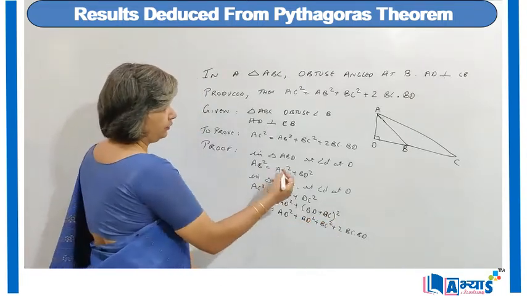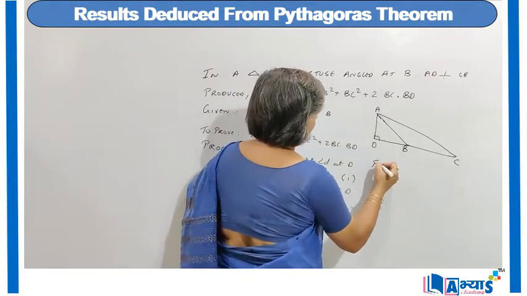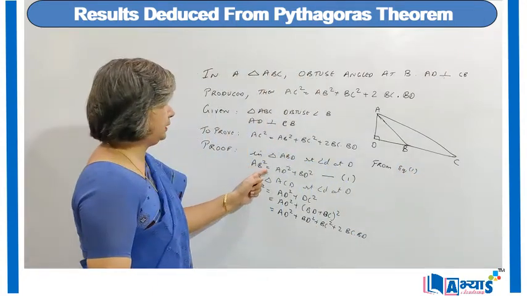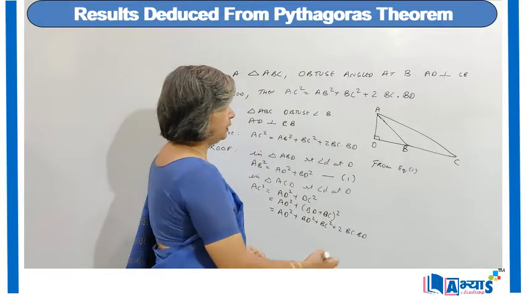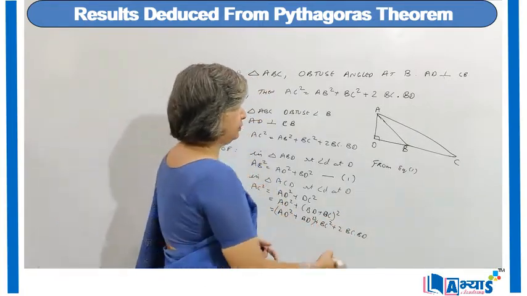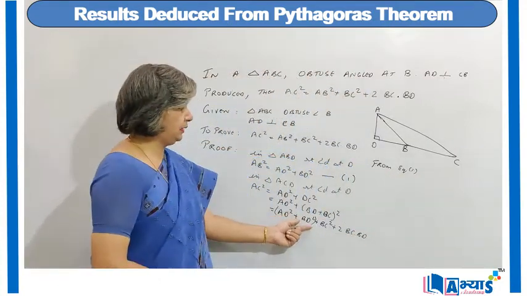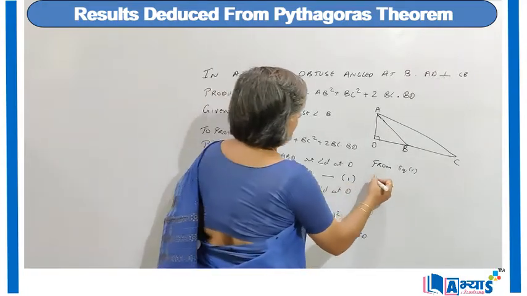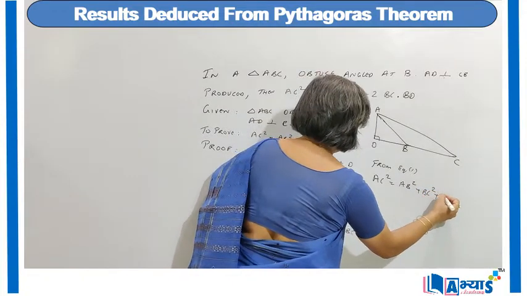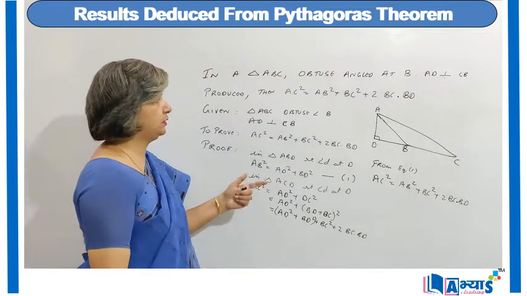Now let us mark this as equation 1. From equation 1, we know that AB square is equal to AD square plus BD square. So we can replace the AD square plus BD square with AB square. So we will get AC square is equal to AB square plus BC square plus 2BC into BD. So this is the expression that we were supposed to prove.